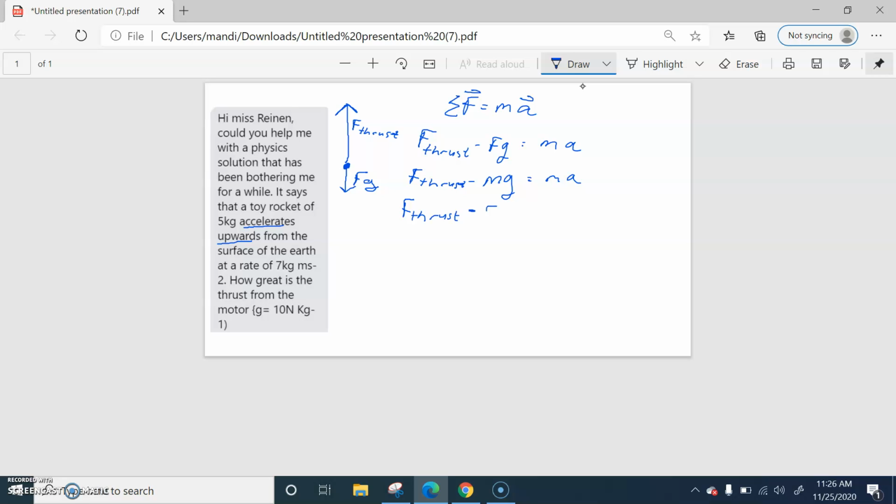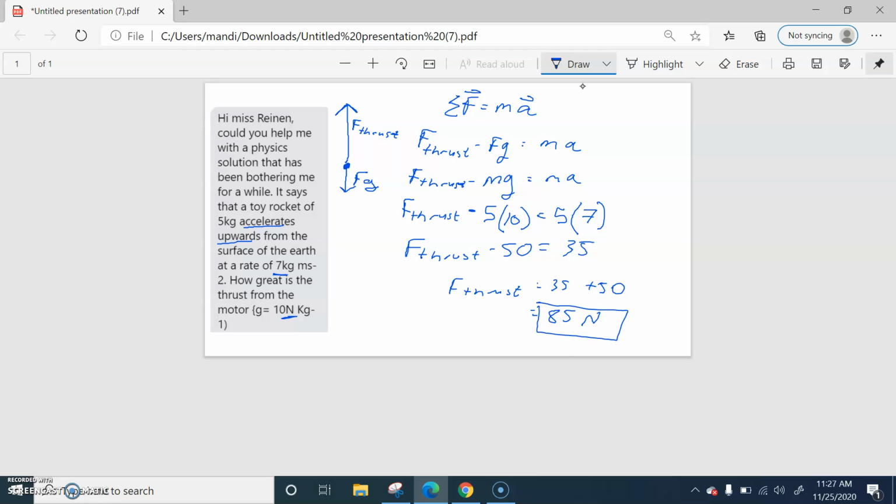The mass of the rocket's 5. This problem says to use 10 for gravity. I normally use 9.8, but if they tell me to use 10, I'll use 10. Mass is still 5, and it accelerates at a rate of 7, times 7. Okay, so the thrust minus 50 equals 35. So that's 35 plus 50, so I say 85 newtons.